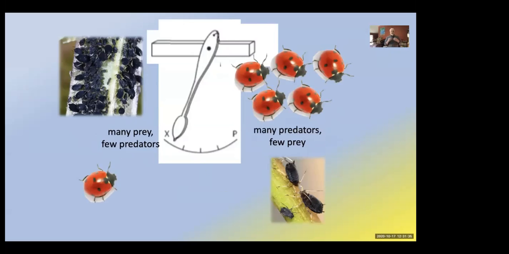So we can imagine these oscillations as oscillating like a pendulum would oscillate between left and right, from X to P, back and forth. On the left, many prey, few predators. To the right, many predators, few prey. Back to many prey, few predators, et cetera. You don't need equations to come to that basic conclusion.